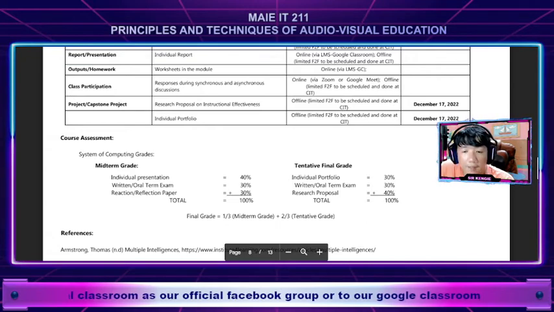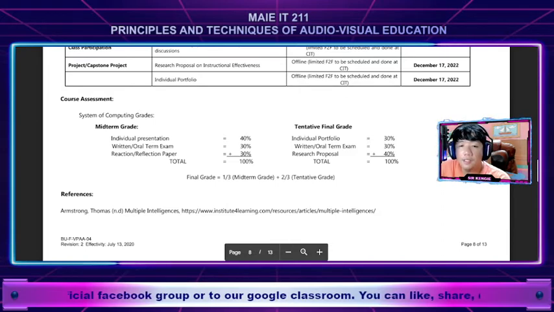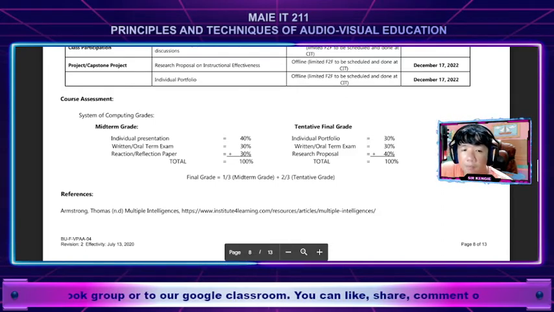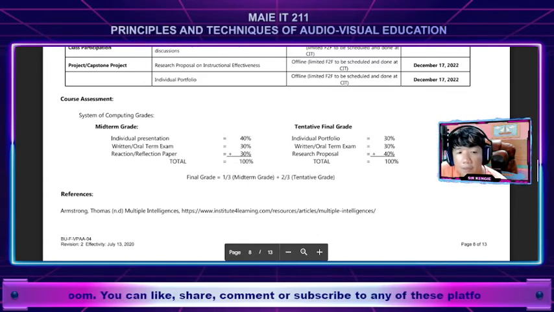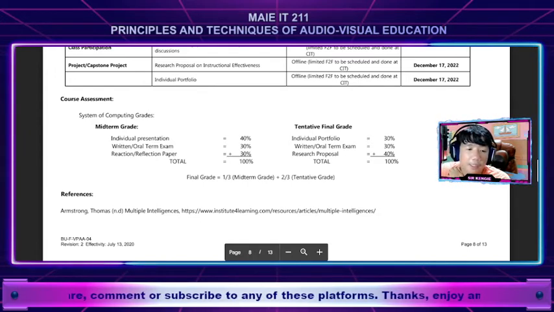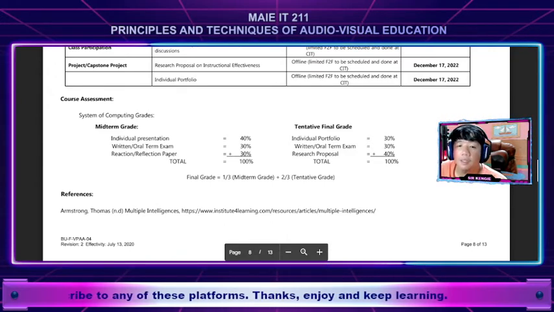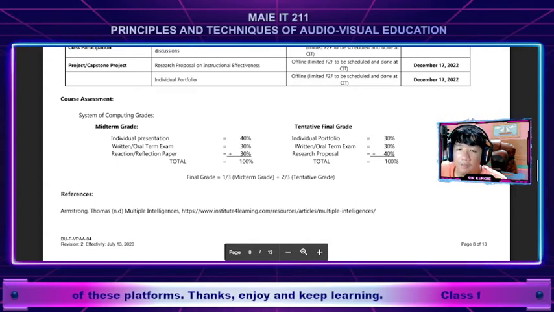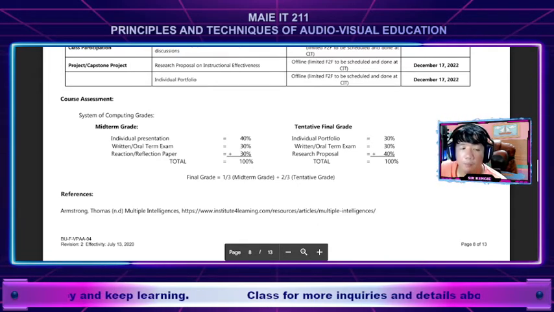So again, I would like to highlight or emphasize the way on how Sir Kenji will compute your grade. So we have the midterm and tentative. Midterm is 30%. Tentative is 70%. So for the midterm, ito yung aking criteria. We have the individual presentation, written oral term exam, reflection or reaction paper. For tentative, I'll be asking for a portfolio, exam, and research proposal. So both of them, total is 100%.